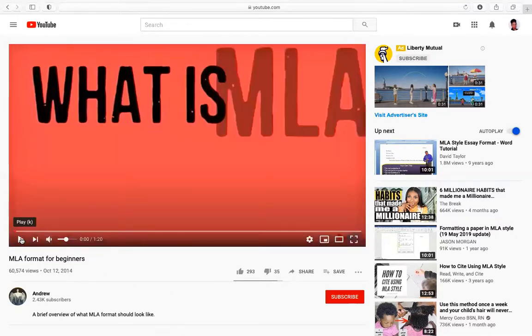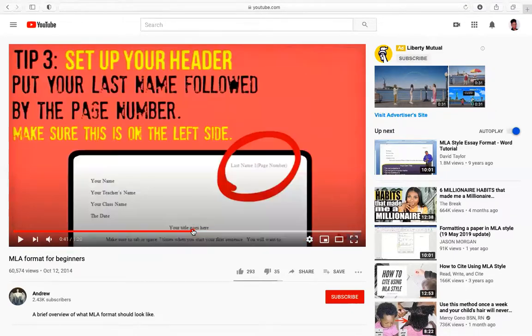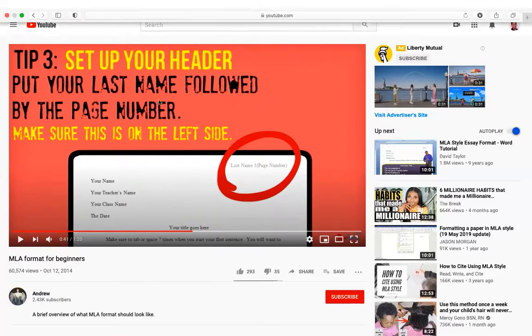All right, now in this video, there's one thing that I want to point out that was not quite right. Well, I'm not even gonna say not quite, it was incorrect. Here, you do have to set up a header on your paper with your last name and your page number. But this says make sure that it is on the left side. It belongs on the right side. So it's on the right side of the paper here, but they just, I guess, made a mistake and said left side. It's a very good video, but just wanted to make that one clarification.